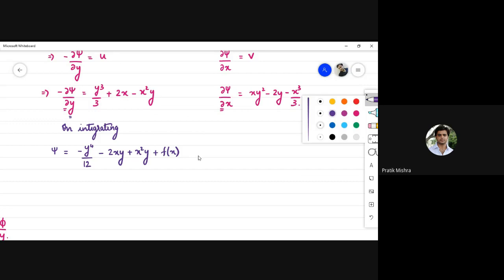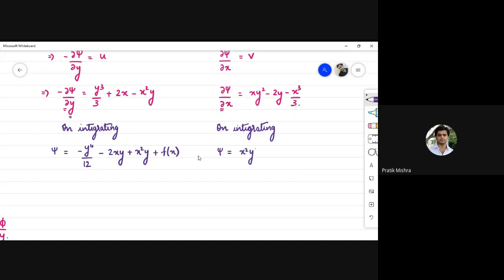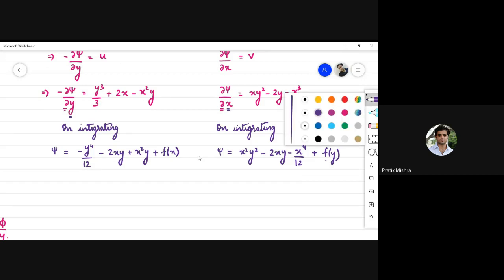On integrating the other expression, that is this one, your psi comes out to be x square y square minus 2xy minus x raised to the power 4 upon 12 plus a function of y. क्योंकि here partial derivative is with respect to x, therefore a function of y will going to stand as a constant.